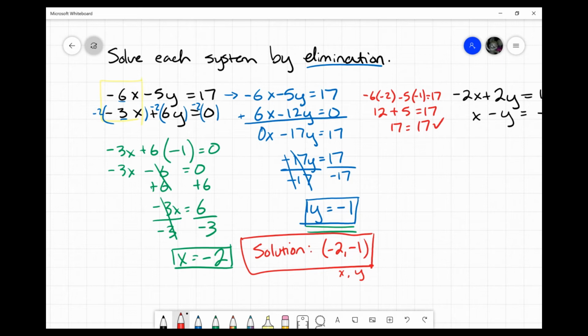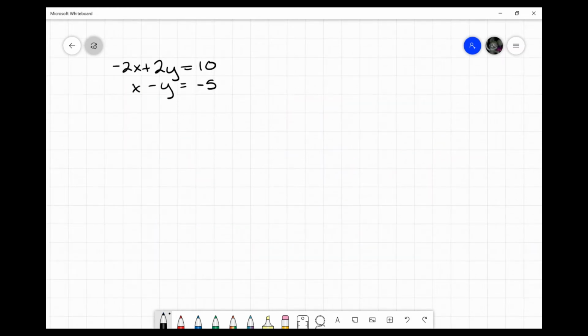Second equation: negative 3 times negative 2, and 6 times negative 1. Negative 3 times negative 2 is 6. 6 times negative 1 is negative 6. Does 6 take away 6 equal 0? Yes, it does. So that works out as well. We have checked our solution, and that is good. It is true for both equations. All right, let's do another problem.